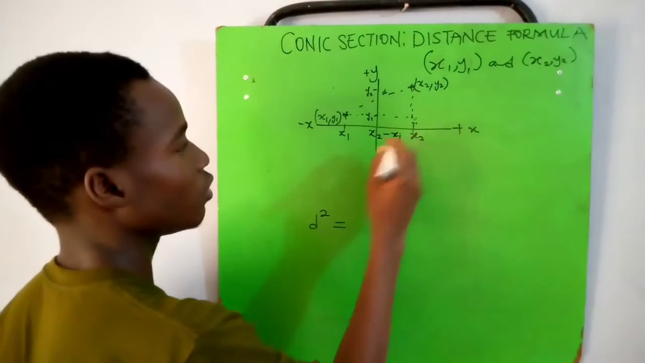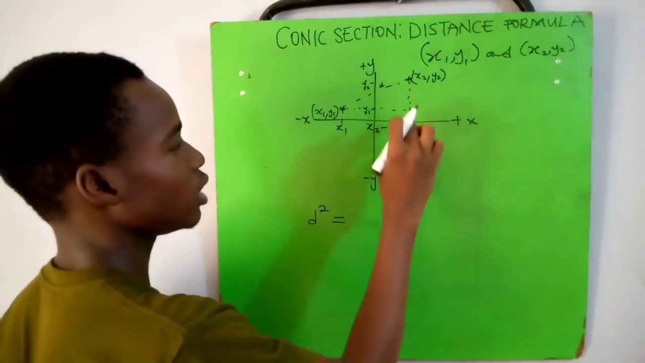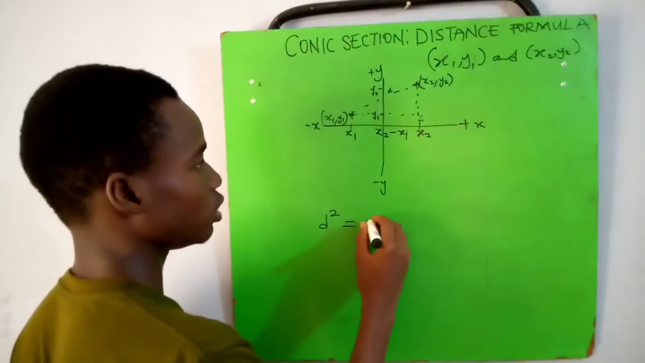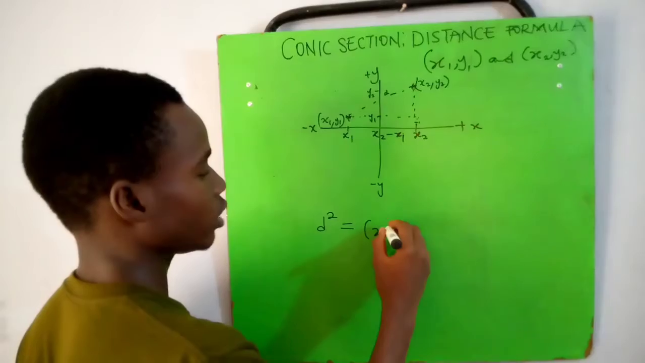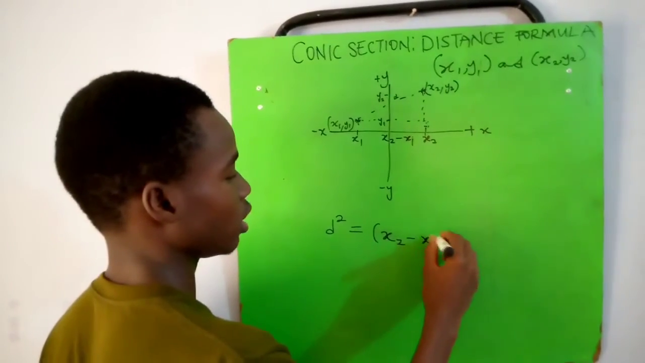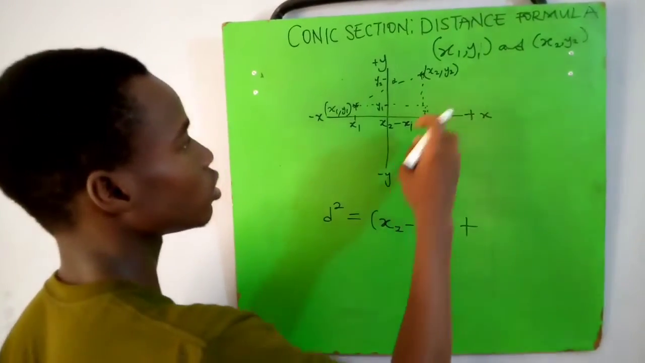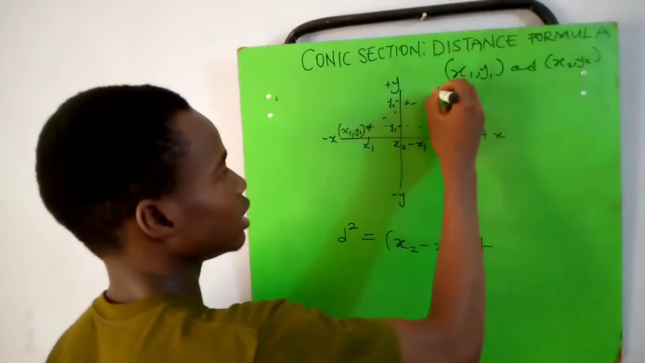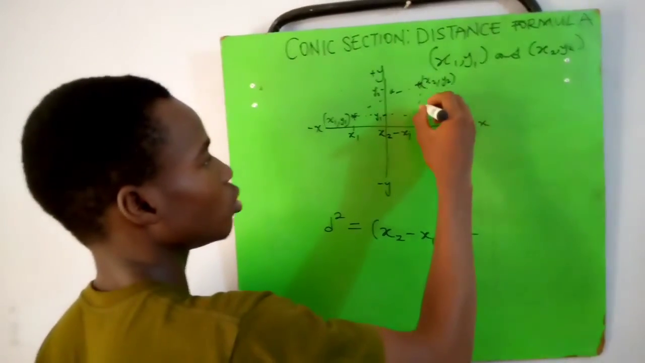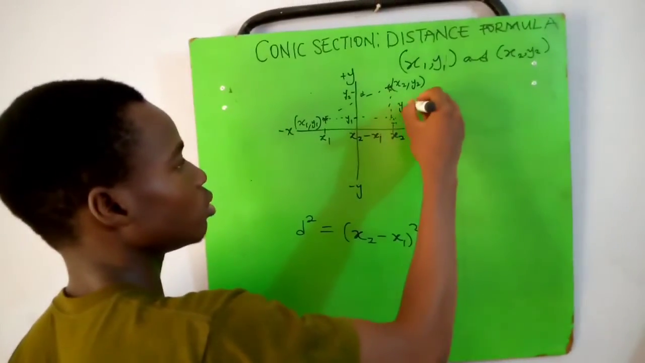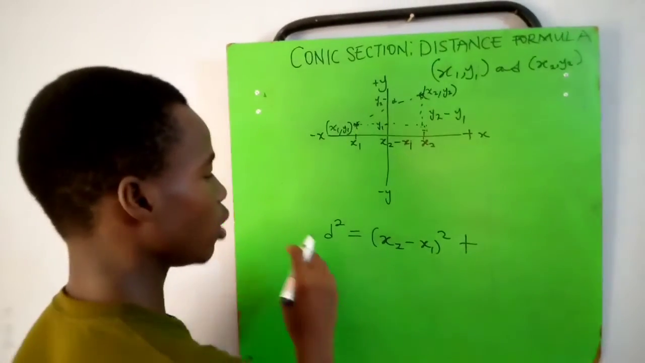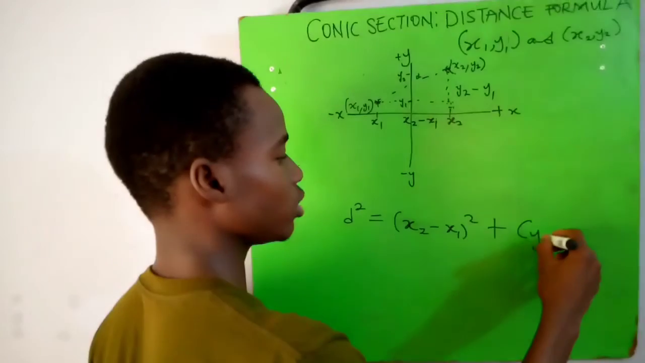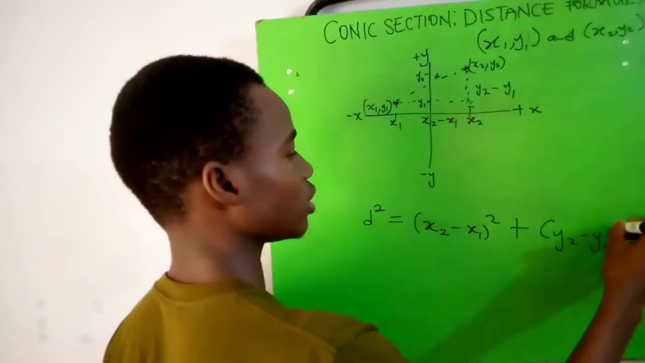minus x1. For us to get the distance from here to here, we have to get the value of x2 and the value of x1. So that's what we'll do here: (x2 minus x1) squared, plus the square of the distance here. What's the distance here? Here is y1, here is y2. So this distance becomes y2 minus y1. So it becomes d squared equals (x2 minus x1) squared plus (y2 minus y1) squared.